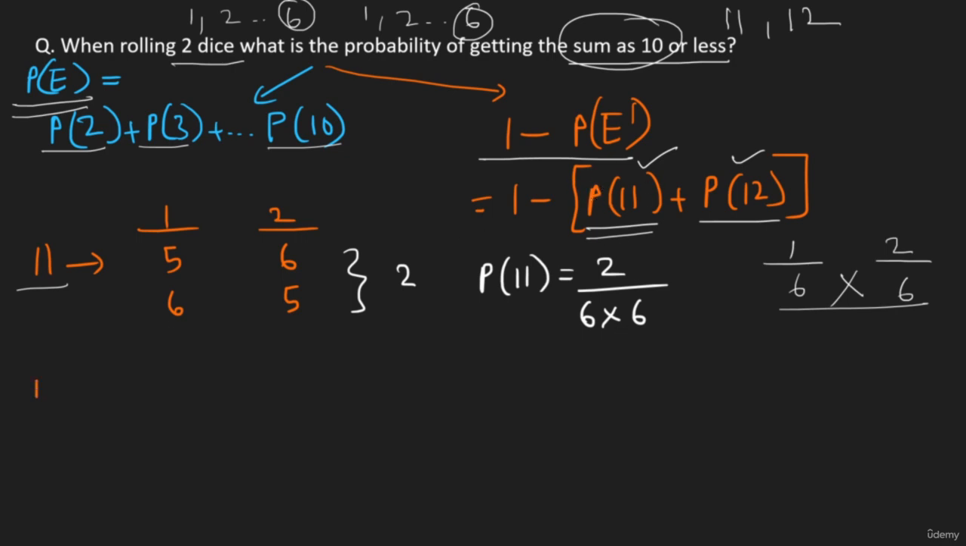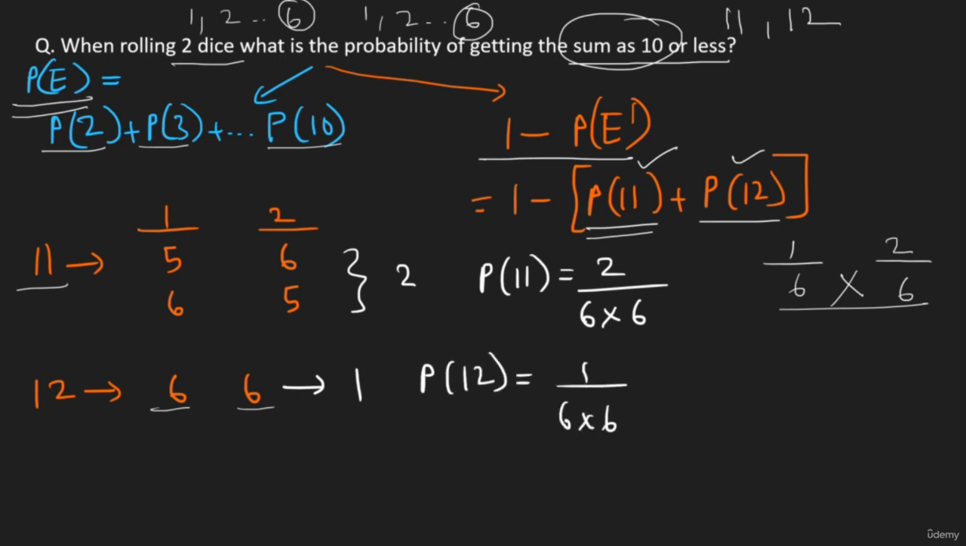What about 12? There is only one possibility with which I can get a sum of 12, that is in both the dice I should get the outcome as 6. So there is just one way in which this can be done, and therefore the probability to get 12 is 1 by 36.